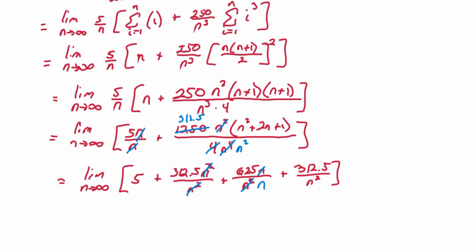At this point, we can start to evaluate the limit. We get 5 plus 312.5. The third fraction will go away to 0 because we have n in the denominator. The fourth fraction will also go to 0 because n is in the denominator. So this leaves us with 317.5.